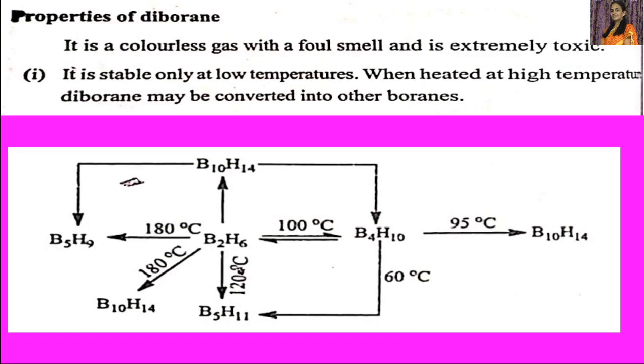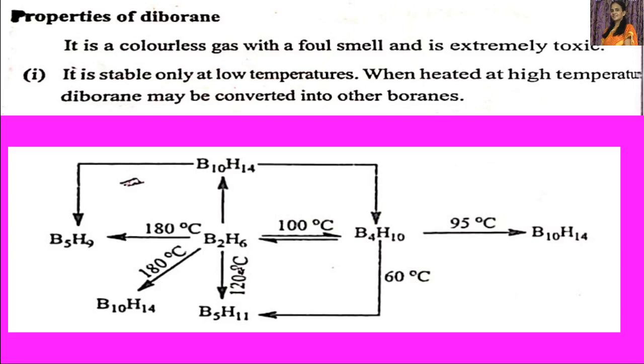Now let's consider the properties of diborane. Diborane is a colorless gas with a foul smell, that is a bad smell, and it is extremely toxic. It is stable only at low temperatures. When heated to high temperature, diborane gives other, higher boranes.